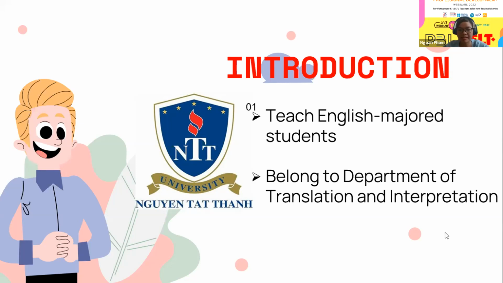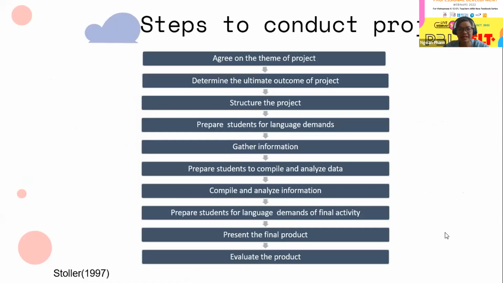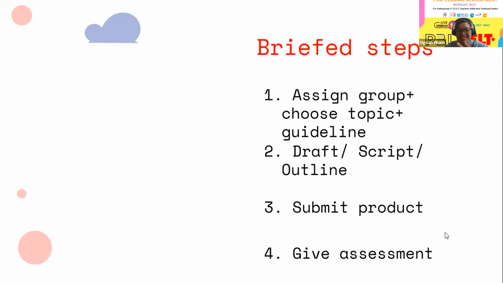First, I would like to talk about the steps to conduct the projects. I adapt from Stoller in 1997. There are 10 steps, and then I briefed it into 4 stages. Miss Ling has given really clear instruction and clear speech, so now I just mention it again. The first step is you assign groups and let them choose the topic and give them some guidelines related to the language or the facts, and the assessments as well.